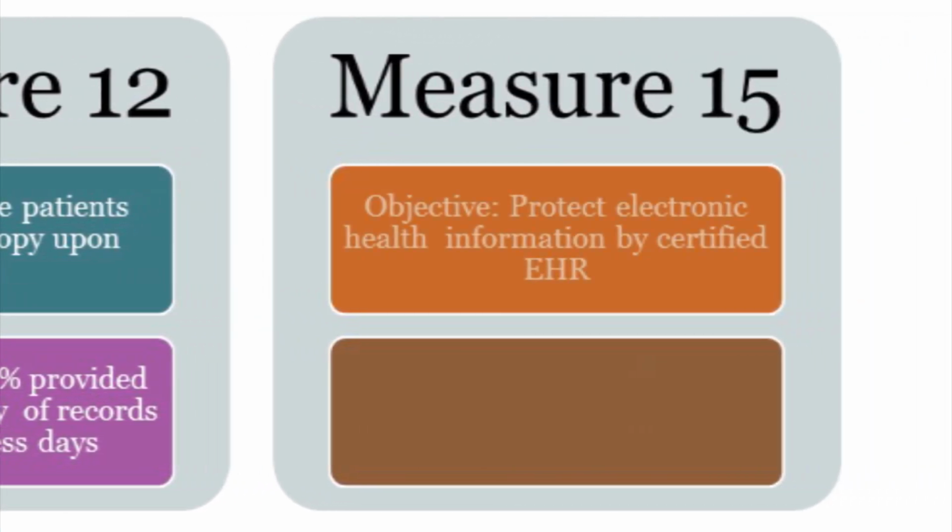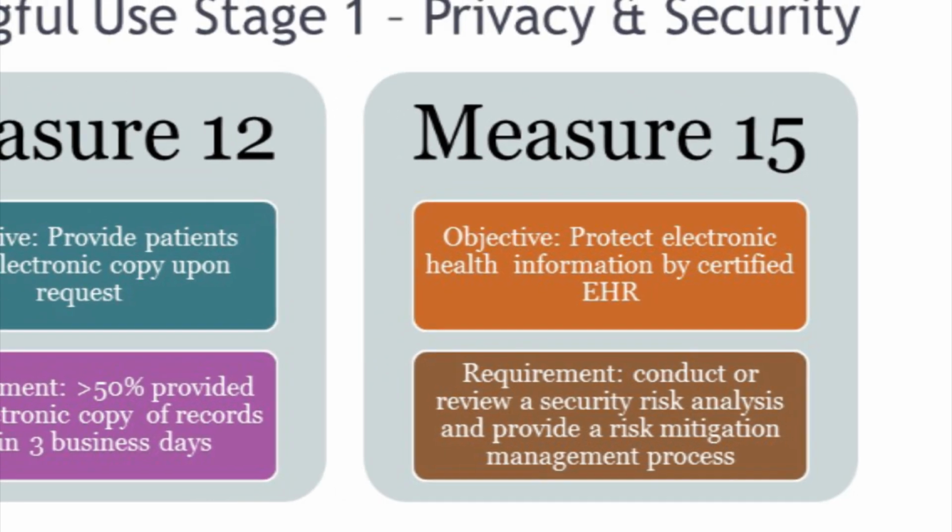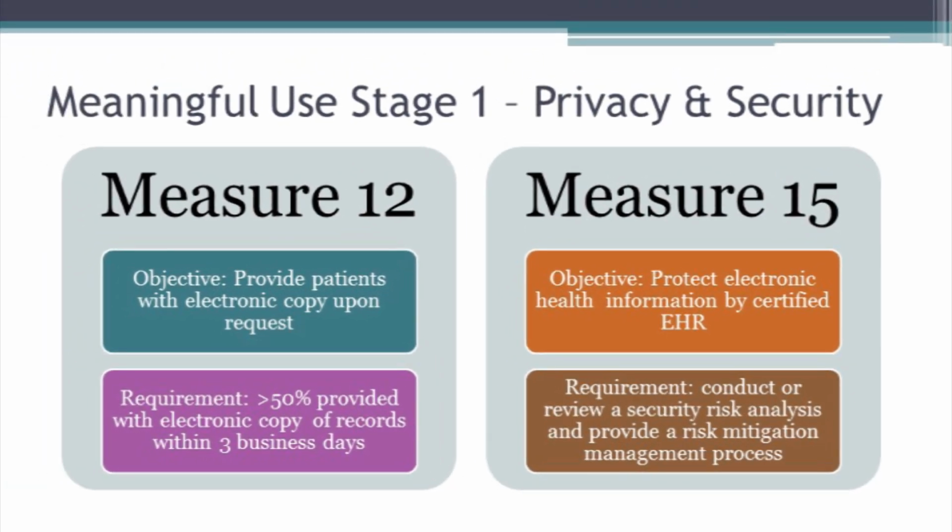Measure 15 is really talking about protecting electronic health information by a certified electronic health record. What is the requirement for this? You need to perform and conduct a review of your security, and have some form of security risk analysis and risk mitigation management process. So measure 12 and measure 15 are the two components of meaningful use for privacy and security. Measure 12 really focuses on both paper and electronic health records. Measure 15 really focuses on how to mitigate your risk for protecting and storing your patient records.